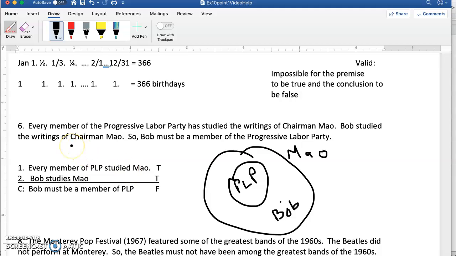So now look, the first premise, every member of PLP studied Mao. That's true because this circle of all the PLP is inside of the circle of people who have studied Mao. So check, first premise is true. Second premise, Bob studied Mao. Bob is inside of the circle of everyone who studied Mao. So check, that's true. Is it true that Bob must be a member of the PLP? No, because he's inside of the circle of people who studied Mao, but he's outside of the circle of PLP members. So it's possible then to make the premises true and the conclusion false. So that means that argument is invalid.